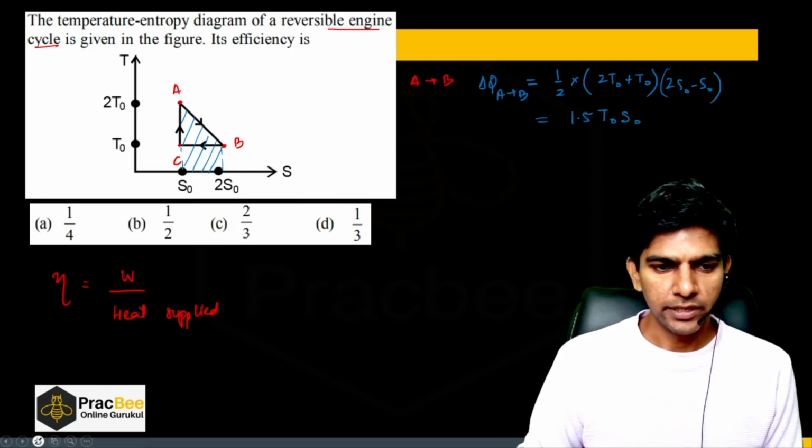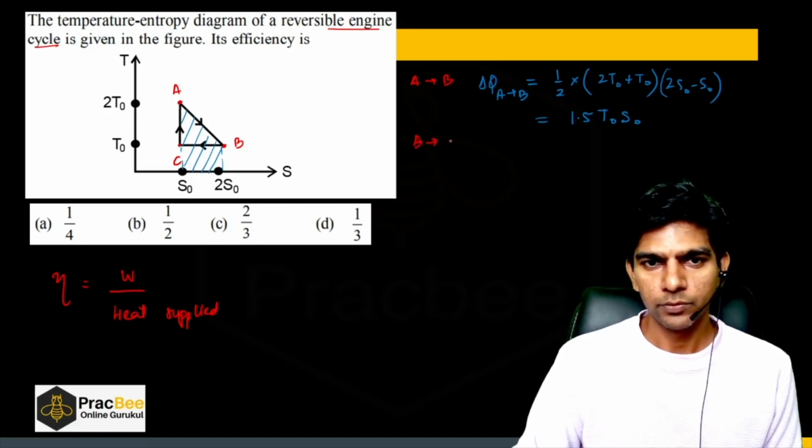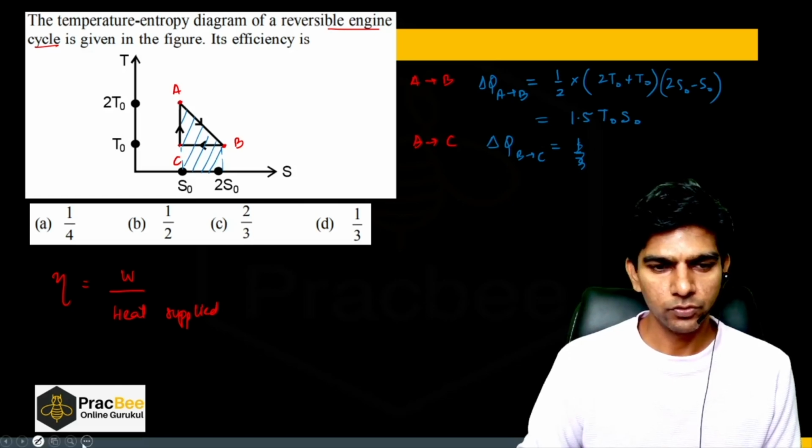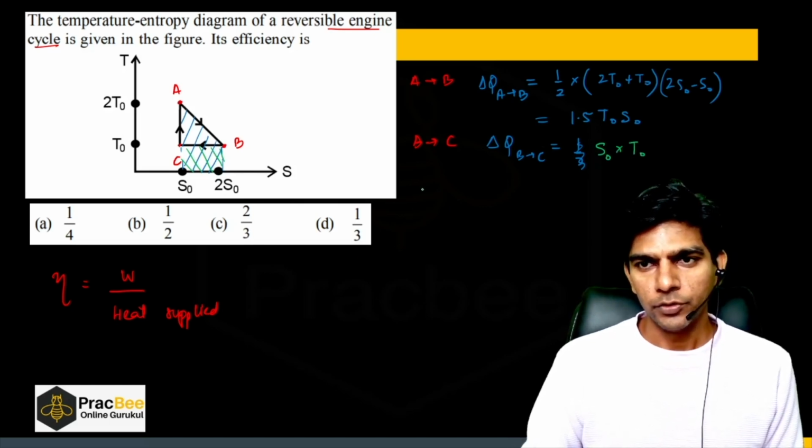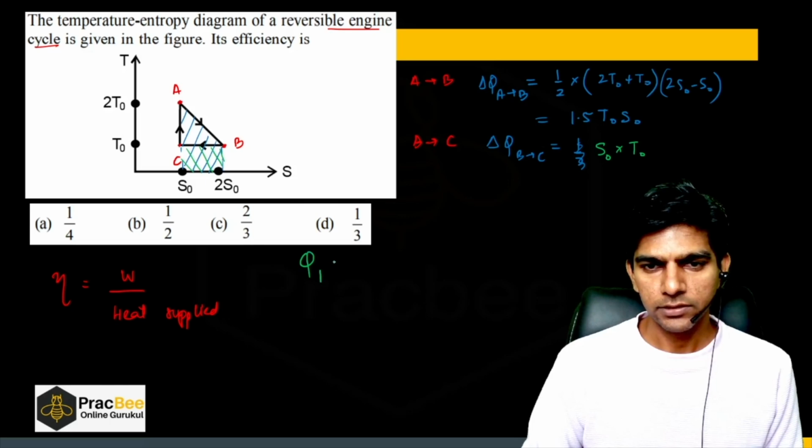Now for the process B to C, can you see the entropy is decreasing? So we can say it is the heat rejected from the system. So delta Q B to C. If you look at this area, it is a rectangle, right? So it will be S naught times T naught. So I can say in this case Q1 is nothing but 1.5 T naught S naught, and Q2 is S naught T naught, and work done is given as Q1 minus Q2.